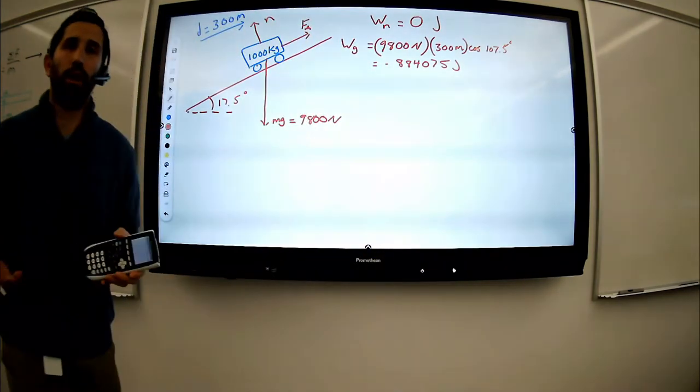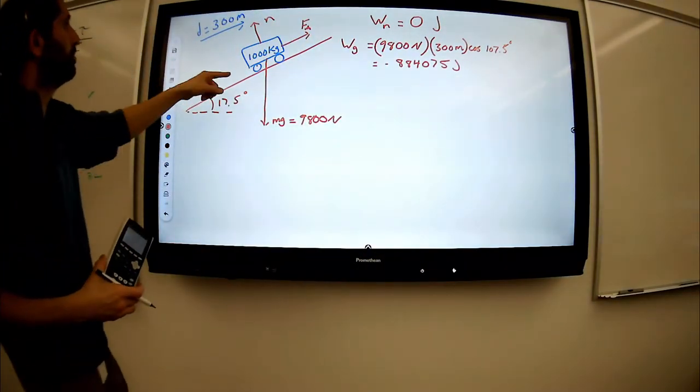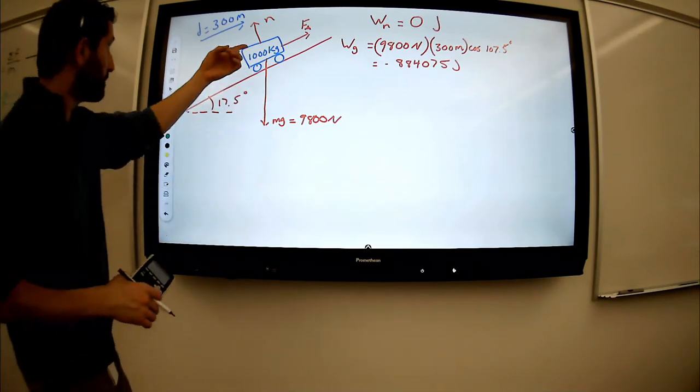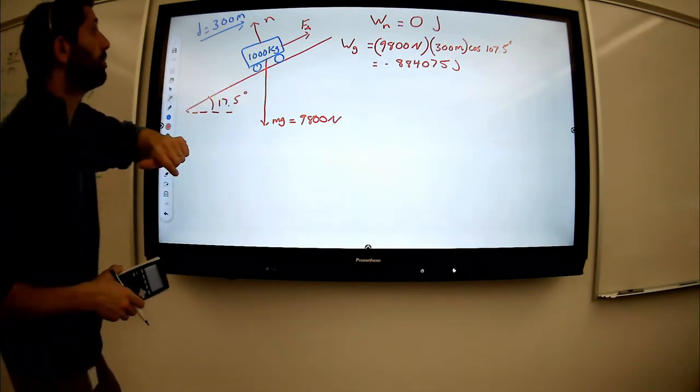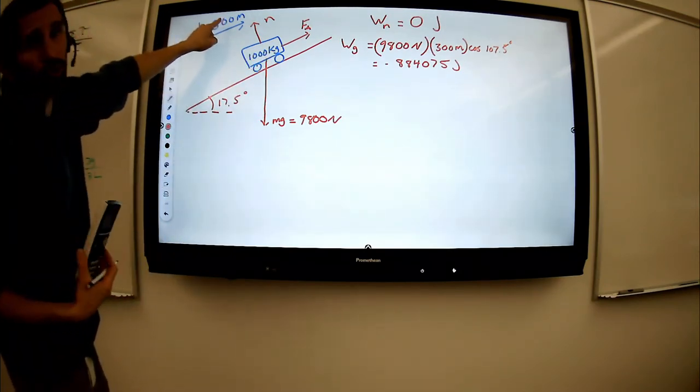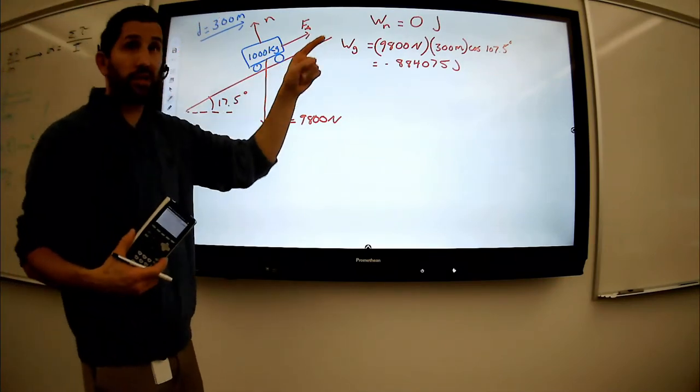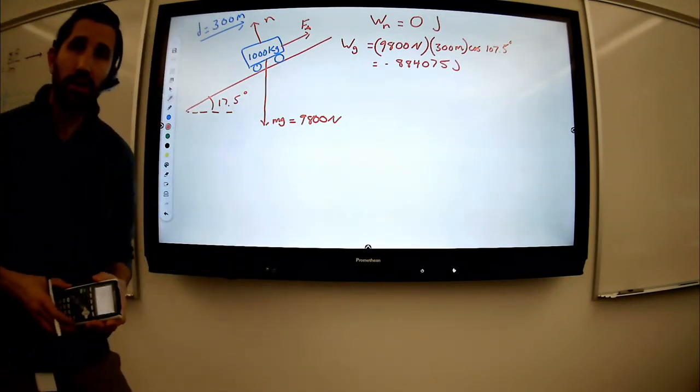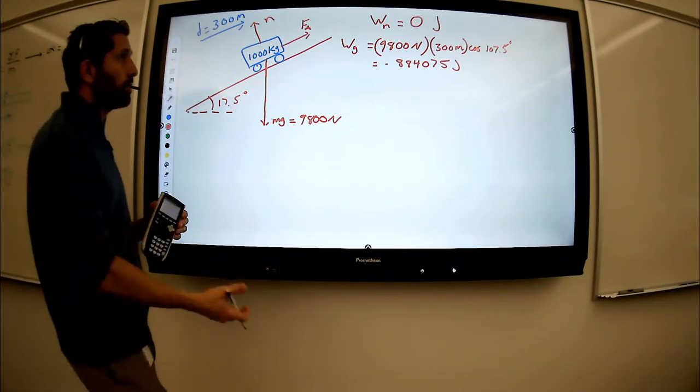Now you might be wondering, why is that number so big? Well, you're trying to push a 2,200 pound car, 1,000 kilograms, almost a quarter of a mile up a pretty steep slope. 17.5 degrees is quite steep for a road. All right, so that's a lot of work.